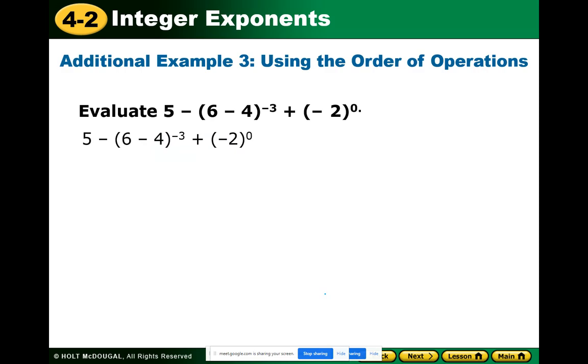Good deal. All right. So now we got to know about PEMDAS and we got to follow PEMDAS, okay? We need to evaluate these different things. So, what is the very first thing, Haley? I'm going to come back to you.